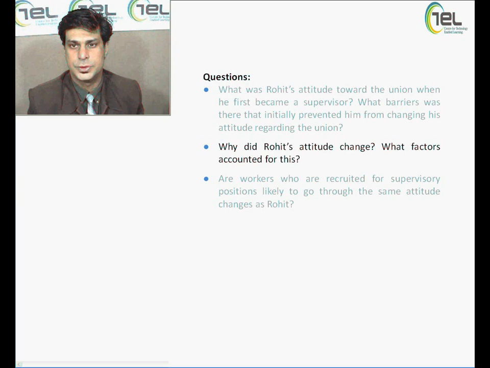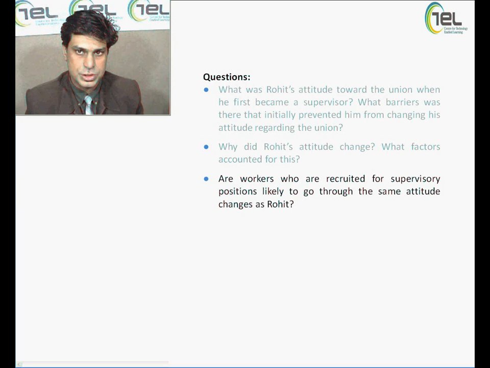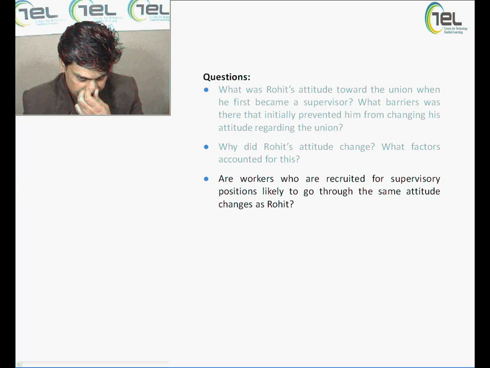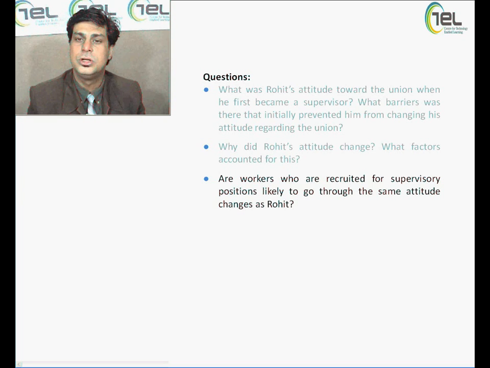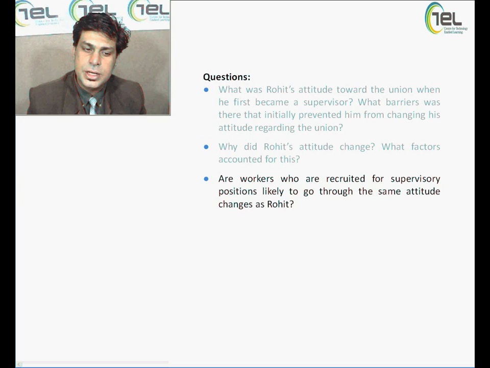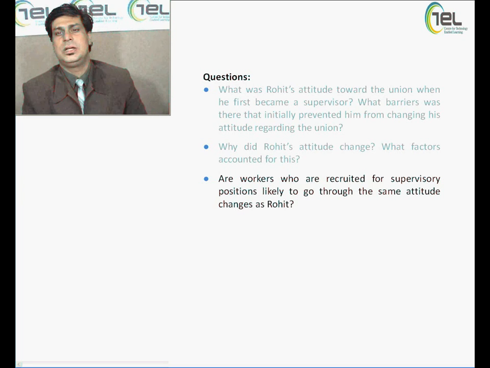This leads on to the third question, which is a hypothetical question in this case: are workers who are recruited for supervisory positions likely to go through the same attitude changes as Rohit did? Which means, are workers who are upgraded from the worker platform to a supervisory level willing to change their attitude as Rohit did? Now this is a tricky question. Why is it a tricky question?